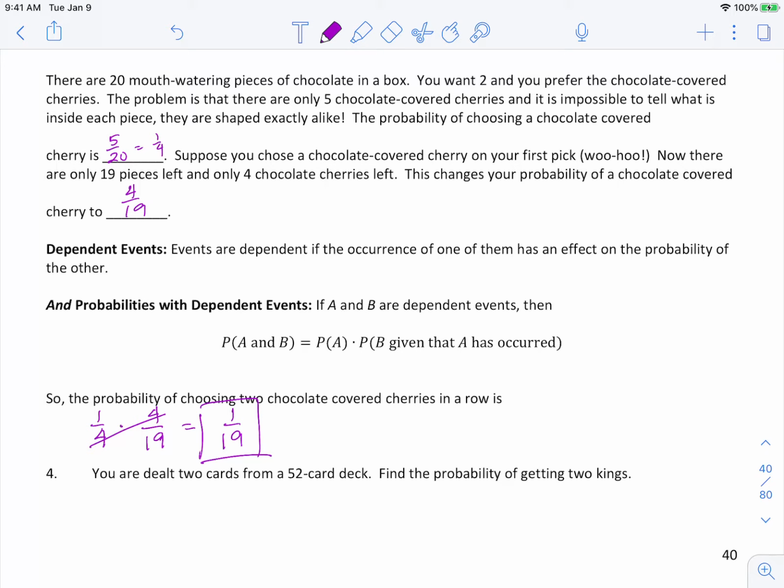You are dealt 2 cards from a 52-card deck. Find the probability of getting 2 kings. Please try this one.